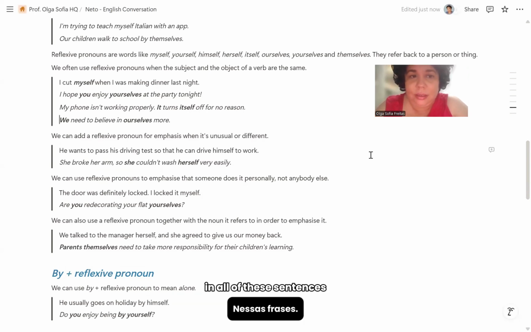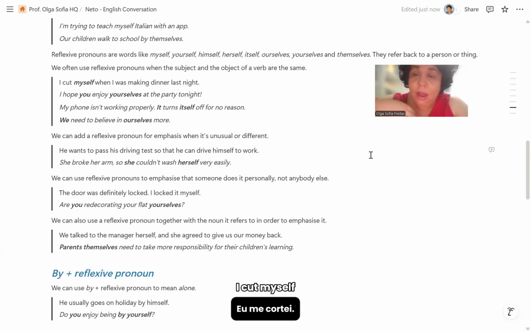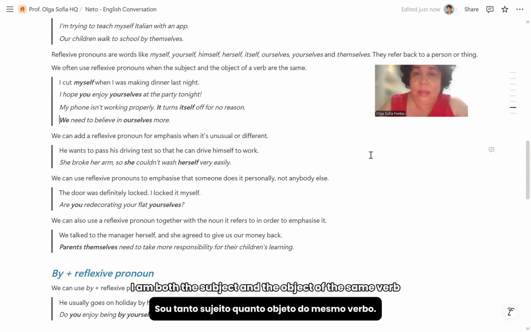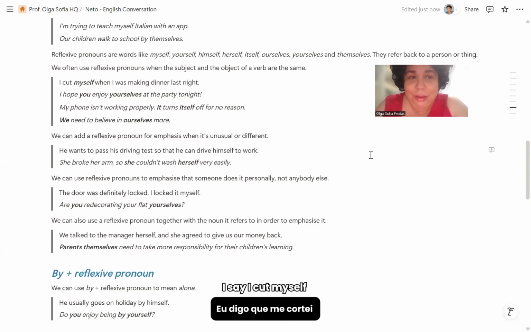In all of these sentences, I cut myself. Well, who cut? I cut. And what did I cut? I cut myself. I am both the subject and the object of the same verb. So instead of saying I cut I or I cut me, I say I cut myself.